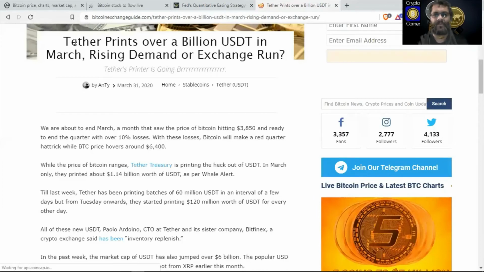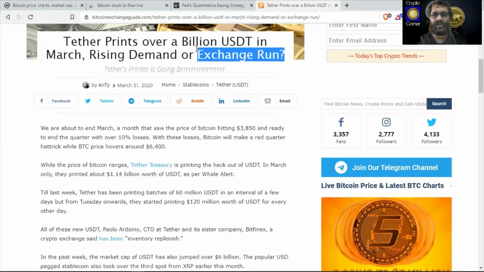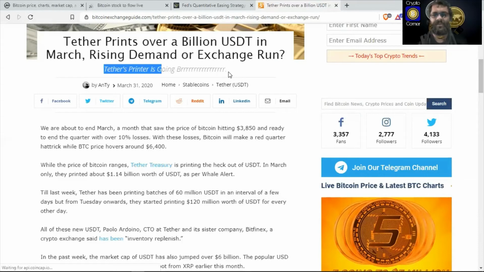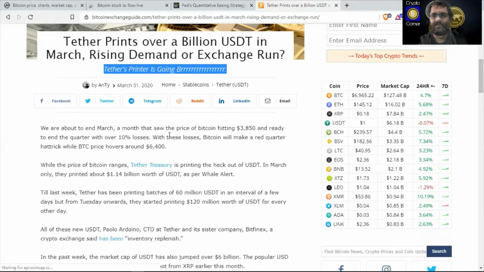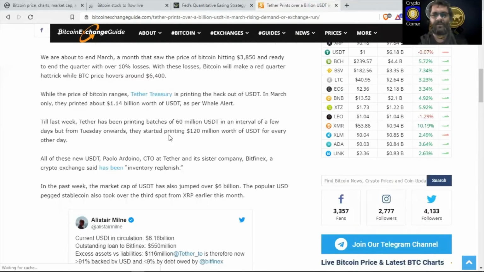So here's the headline: Tether prints over $1 billion USDT in March. Rising demand or exchange run? Tether's printer is going brr. So this is a saying that people are using nowadays. On Twitter, you'll see fiat printer, Fed printer going brr. And now the question arises whether anything is backing the printing of all this USDT.